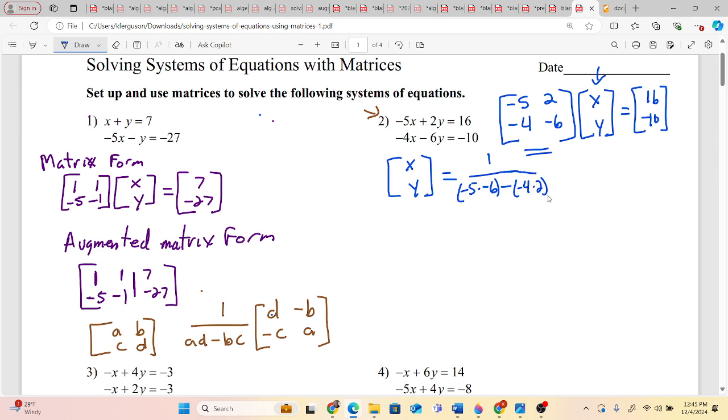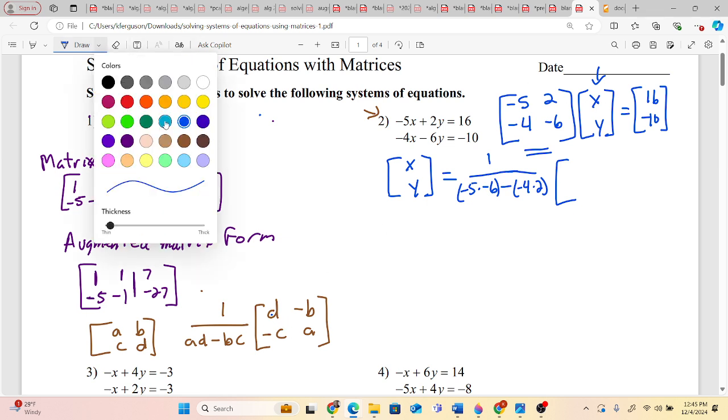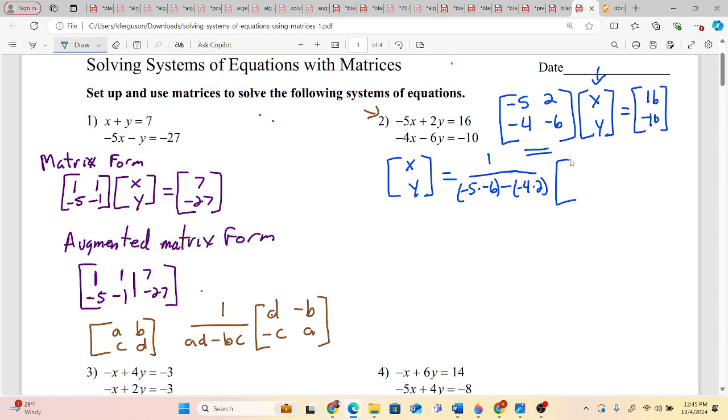So that's the first part. Now I have to switch this thing up. This is my original matrix right here. In fact, let me make the inverse matrix in light blue. So D is -6, so I'll put -6 right there. Negative B. Well, B is 2, so I'm going to make that -2 because it's negative B. Next, I have negative C. C is -4. So negative just means to change the sign, so I'm going from -4 to +4. And then finally, I need A right there. A is -5.